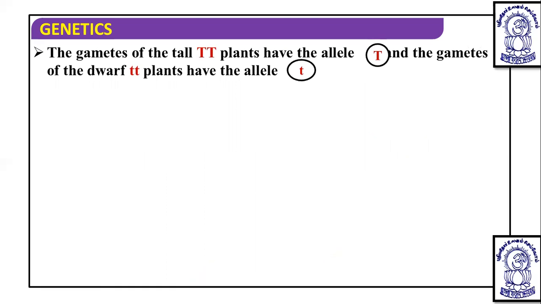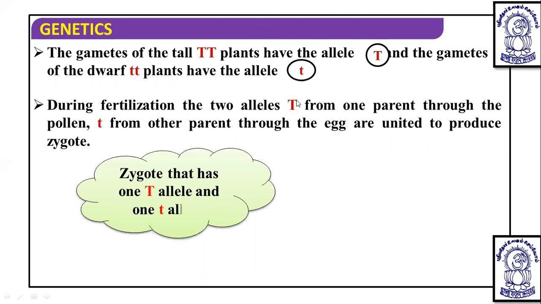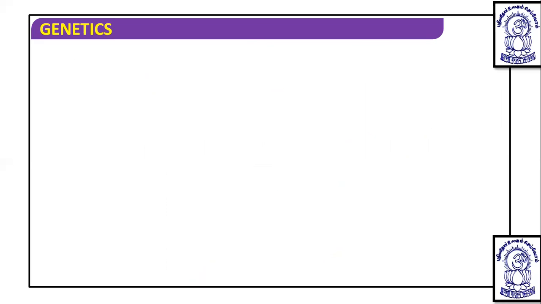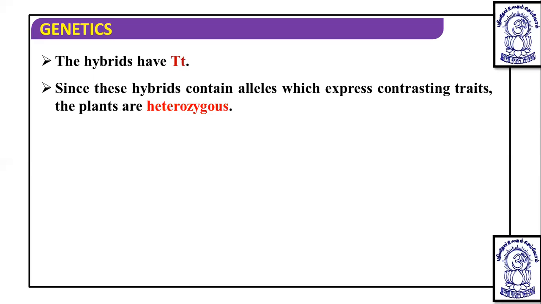The gametes of the tall capital T plant have the allele capital T, and the gametes of the dwarf have the small t allele. During fertilization, the two alleles, capital T from one parent through the pollen and small t from the other parent through the egg, are united to produce the zygote. Now this zygote has one capital T allele and one small t allele. This hybrid plant is going to develop from the capital T small t zygote. Now this hybrid contains alleles which express contrasting traits. The plants are heterozygous.